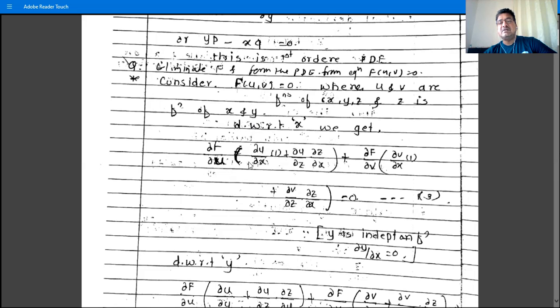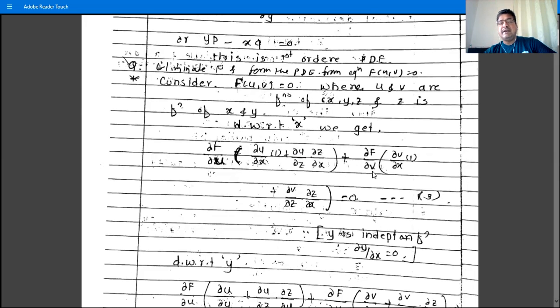But z is a function of x and y. So the derivative of u with respect to x is ∂u/∂x times ∂x/∂x, then ∂u/∂y times ∂y/∂x, which is 0, and then the next term is ∂u/∂z times ∂z/∂x. So by using the chain rule, the derivative of f of u, v is ∂f/∂u times ∂u/∂x, where ∂u/∂x is ∂u/∂x times ∂x/∂x, plus ∂u/∂y times ∂y/∂x, plus ∂u/∂z times ∂z/∂x. But ∂y/∂x is 0, that's why the middle term is 0. And ∂x/∂x is 1.